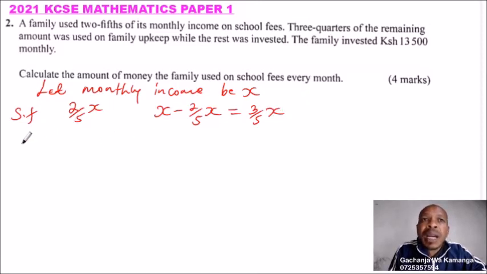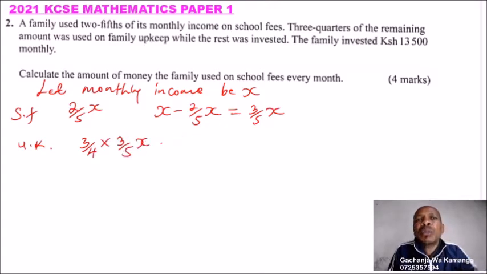So for upkeep, you can say 3/4 of 3/5 X. You multiply, you can use your calculator, you get 9/20 X. So that was used for family upkeep.